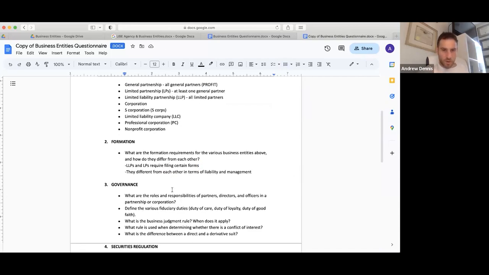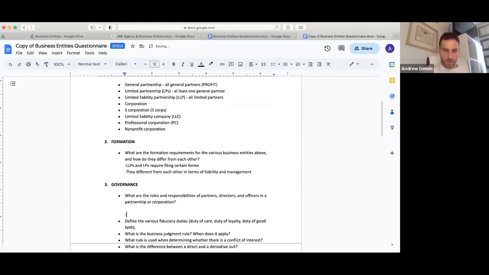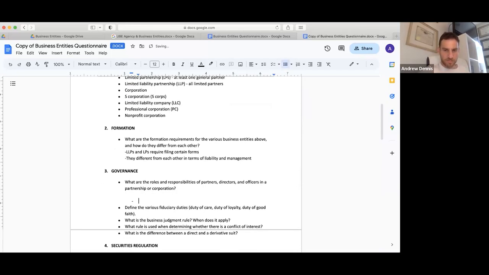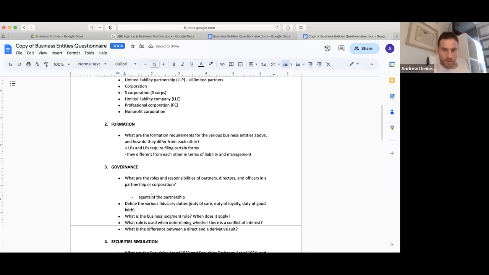Simple as that. What are the roles and responsibilities of partners, directors, and officers in a partnership? We're not going to do corporation, but just in a partnership. What are the responsibilities of the partners? They are agents of the partnership. They have a fiduciary duty of care, loyalty, and good faith. And how would you define those fiduciary duties of care, loyalty, and good faith?